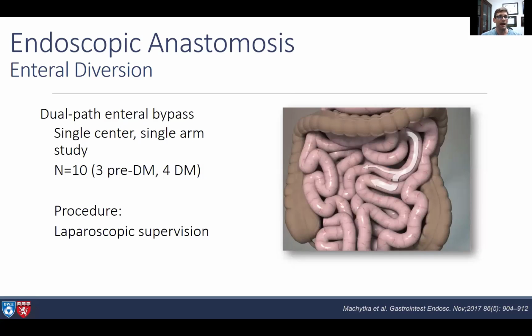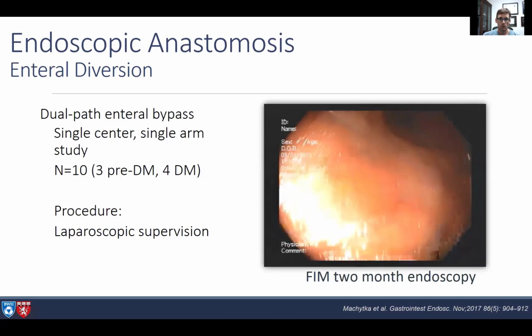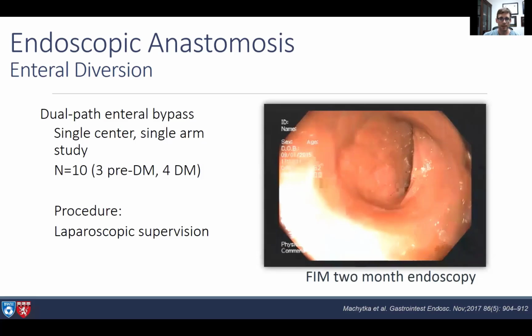In the pilot study for this, there were 10 subjects, 3 were pre-diabetic, 4 diabetic. This was done under laparoscopic supervision. And you can see what the anastomosis looks like here at 2 months. It's well healed, no edema even remaining at that point in time.